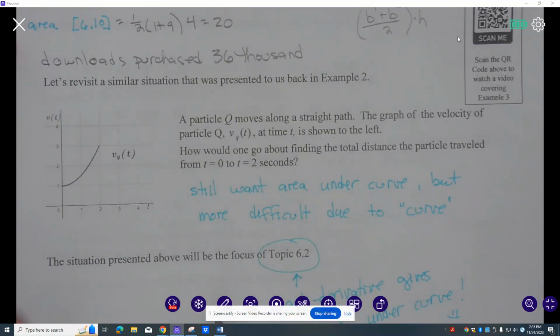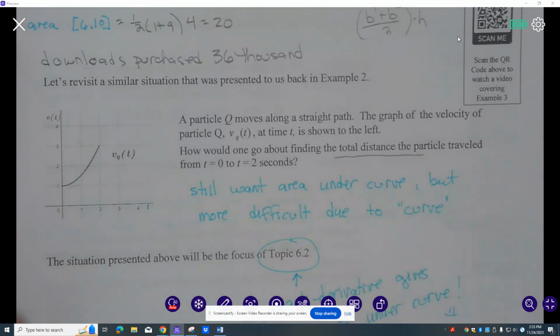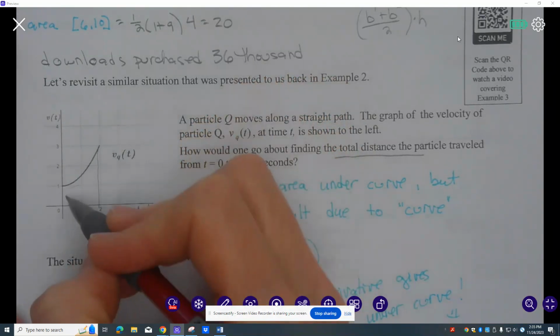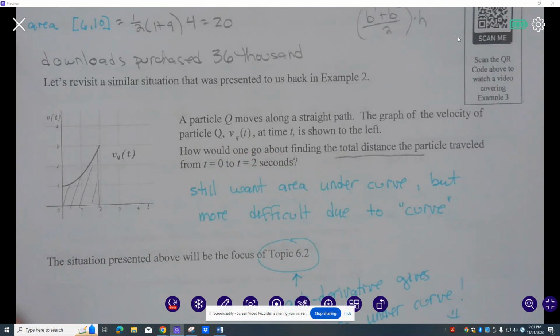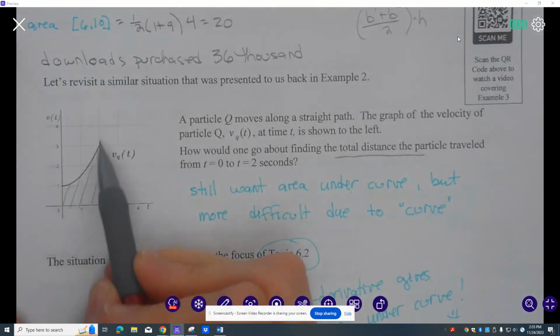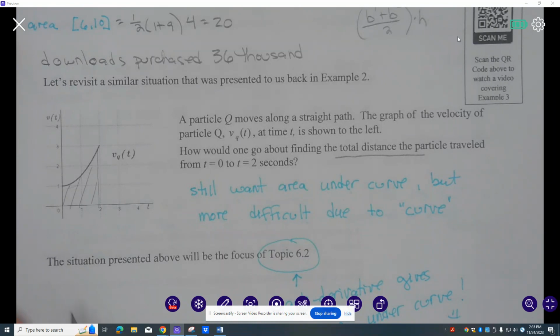Now what happens when you can't use geometry? This is similar to our example with constant velocity, but now your derivative, or velocity graph, is a curve. To figure out the total distance it traveled, we still want the area under this curve, but it's difficult because it's a curve. We can't really use geometry. This situation is presented in topic 6.2, really the rest of the chapter. Antiderivatives, which is what we're starting in chapter 6, is the area under the curve.